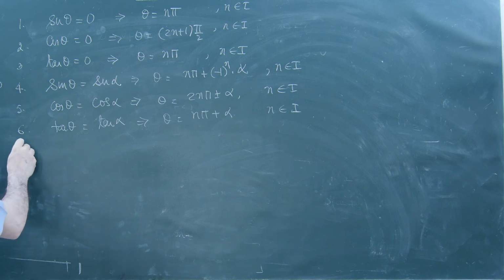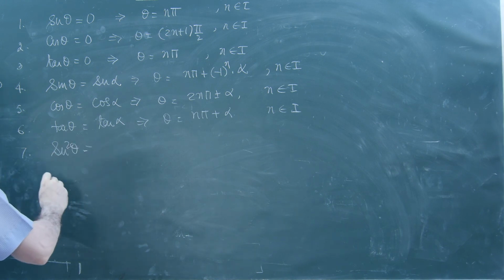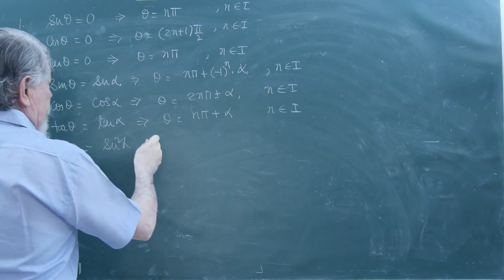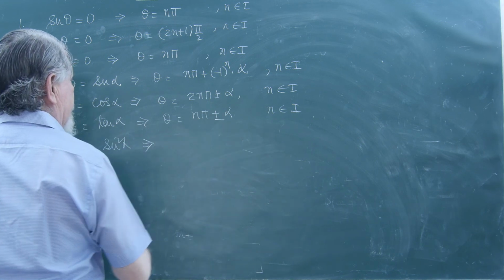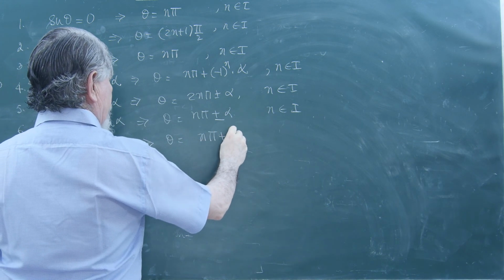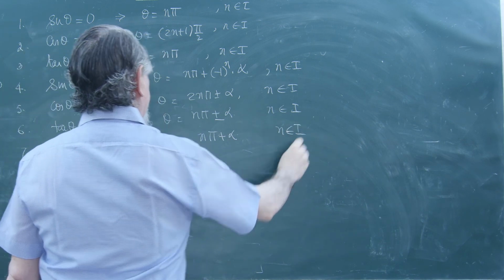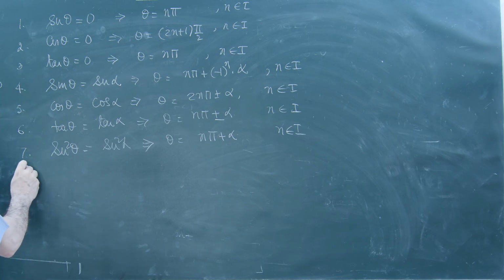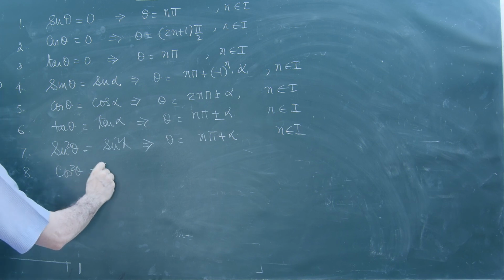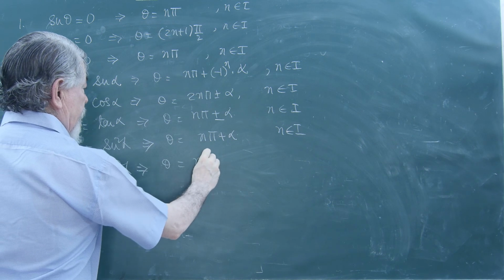Now there was some other, sine square theta is equal to sine square alpha. Then I think it was plus minus here. Theta will be n pi plus alpha, where n belongs to set of integers. And if it was cos square theta is equal to cos square alpha, then it was theta is equal to n pi plus alpha.